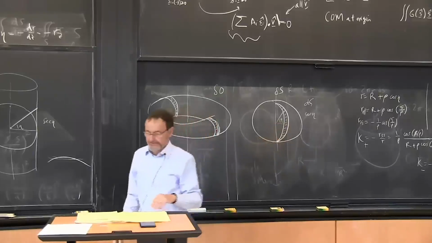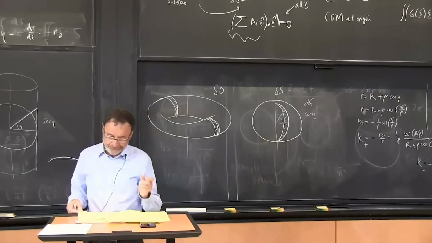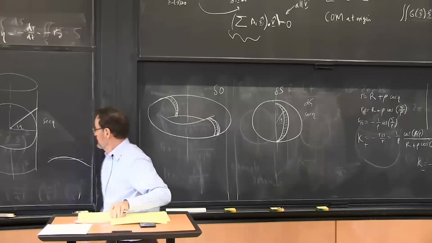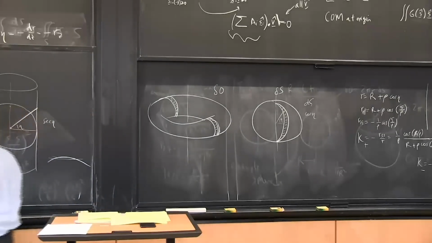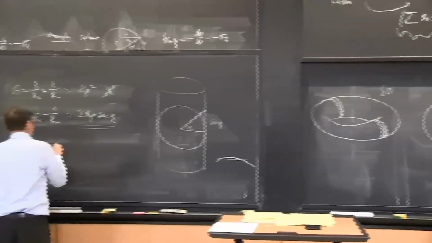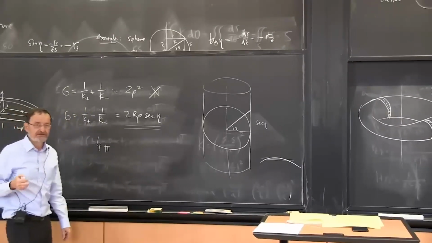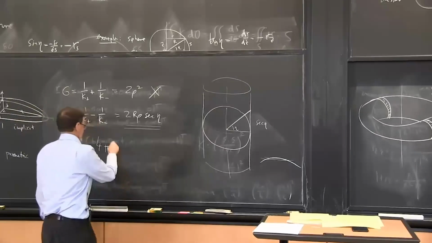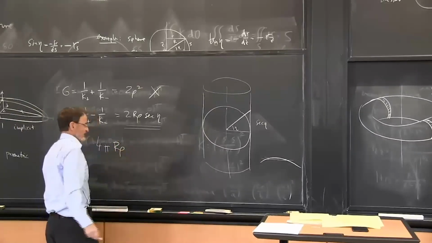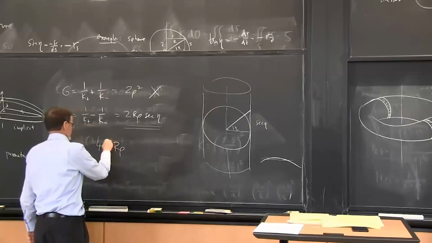So, okay, what's next? What's the area of a torus? Anyone have that off the top of the head? Okay, it's that. And why is it 4 pi squared?